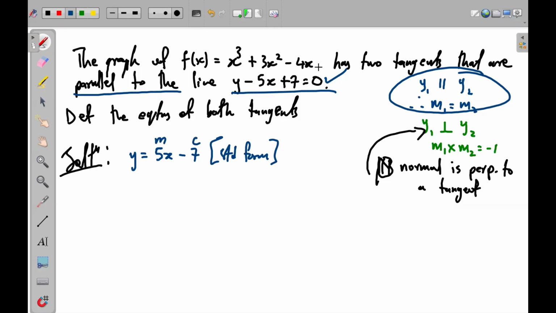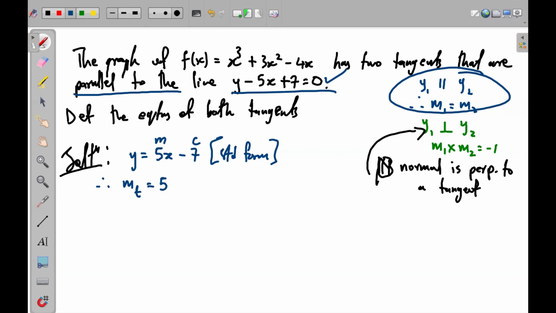Right. So now we actually know that for both tangents, the gradient is actually 5 because they are parallel to this line. So it means they have the same gradient as the line. So for both tangents, the gradient is equal to 5. These are the few marks that you can score by just writing down what you are thinking.